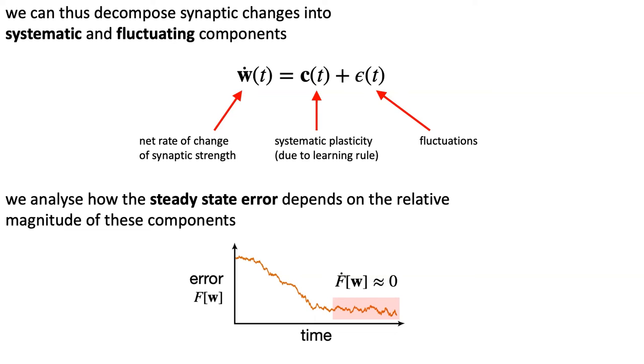Because going back to the experimental data, the cartoon version of what happened was that the experimentalists blocked this, and then all they were left with were these fluctuations. So what we're able to do, because we can control these things independently, is look at how the steady state error depends on the relative strength of each of these.